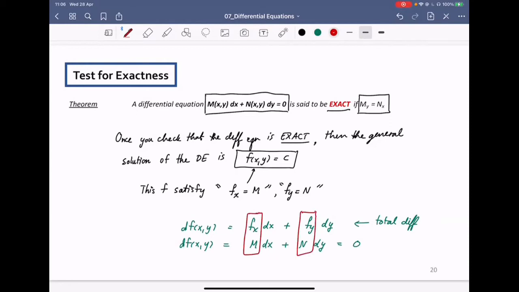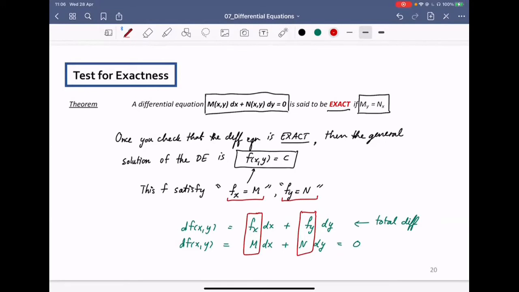So that means the function f that you want is the function that you differentiate with respect to x to get M, and if you differentiate with respect to y, you get N. If you have these two equations, you can solve for f. We're going to look at an example together, but that is the idea.